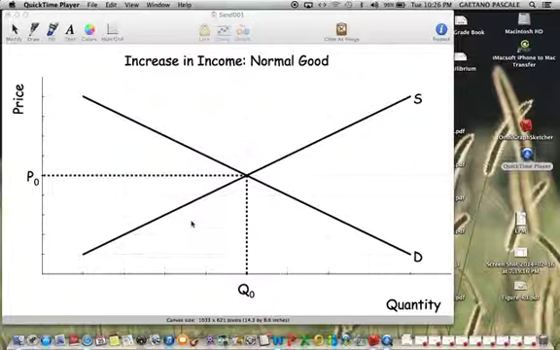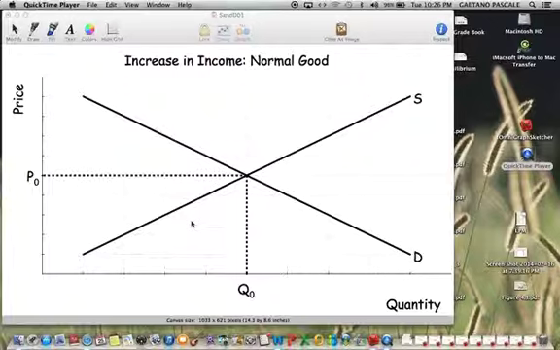In this one I'm going to go through the different scenarios of where equilibrium price and quantity change in the marketplace, and go through those different scenarios to show you which shifts the demand or the supply curve, and which direction it shifts. So what we're talking about right now is an increase in income for a normal good. Income is a determinant of demand, so we know that the demand curve is going to shift.